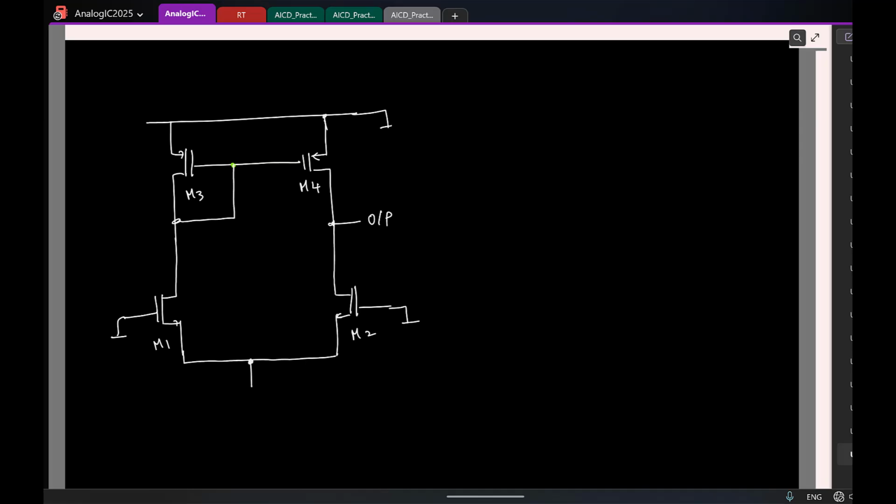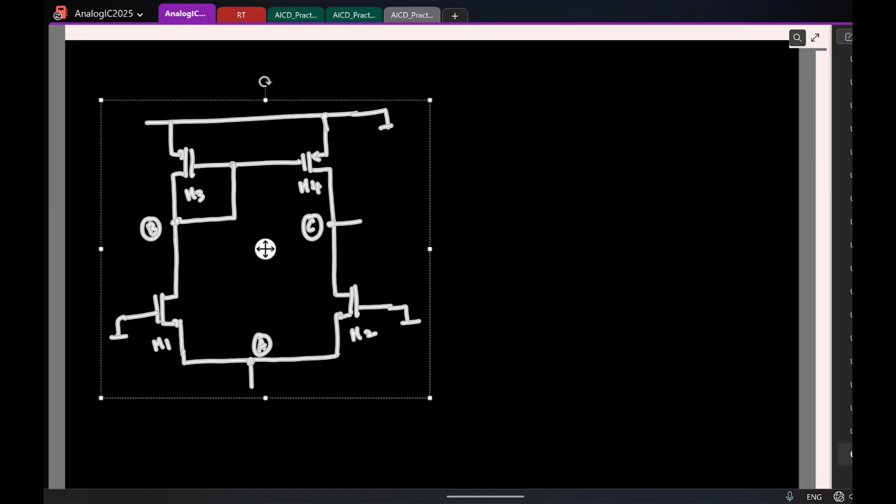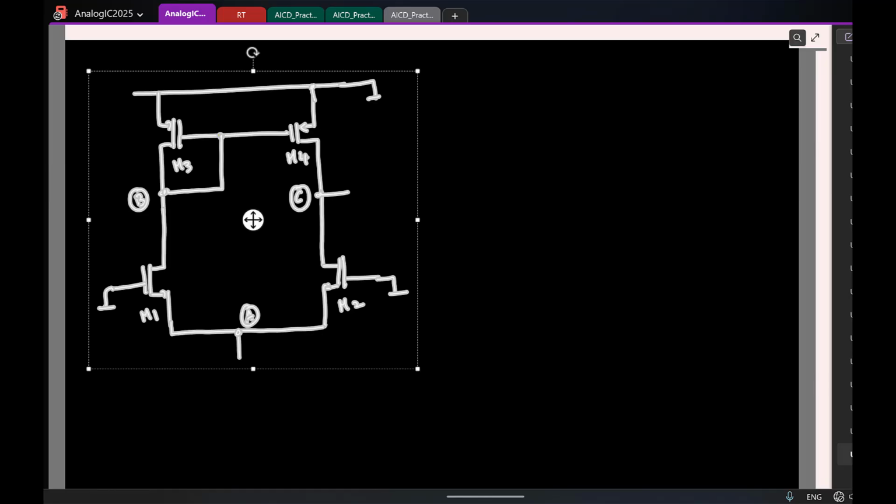Okay, this is one node, second node, and is there any other node? That's all, only 3 nodes. So let's quickly find the resistance looking into each node so that you also get the feel for doing small signal calculation and we also better understand the circuit.